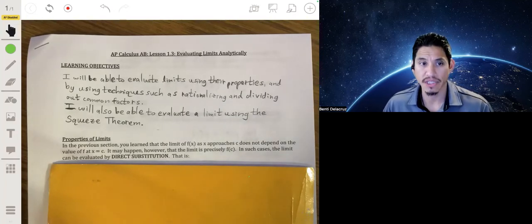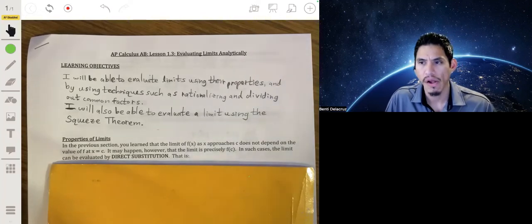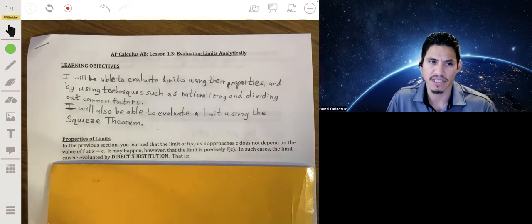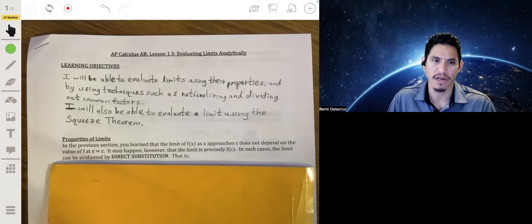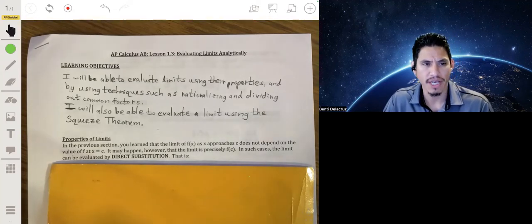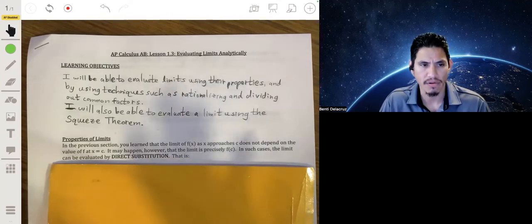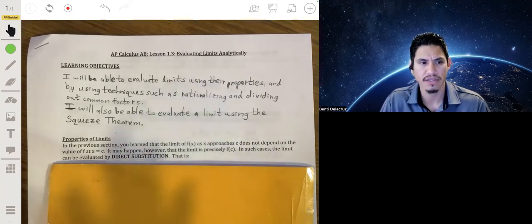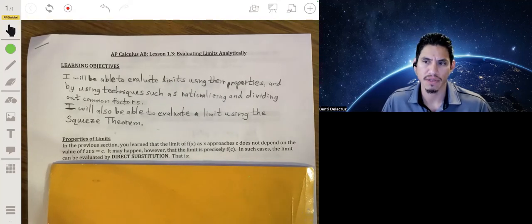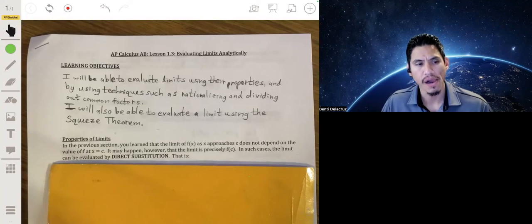Now, the reason we have to be very strategic is because they're not intuitive. It's not like you can add, subtract, multiply, and divide the ways that we did in algebra. So we're going to be looking at some techniques, focusing on rationalizing and dividing out common factors as some of our main techniques. And then we're also going to look at some of the properties and make sure we apply them correctly. And then we're going to look at the squeeze theorem.